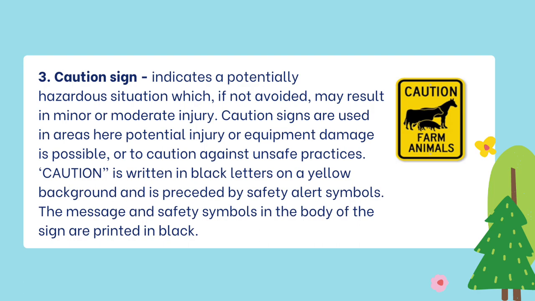3. Caution sign indicates a potentially hazardous situation which, if not avoided, may result in minor or moderate injury. Caution signs are used in areas where potential injury or equipment damage is possible, or to caution against unsafe practices. Caution is written in black letters on a yellow background and is preceded by the safety alert symbol. The message and safety symbols in the body of the sign are printed in black.